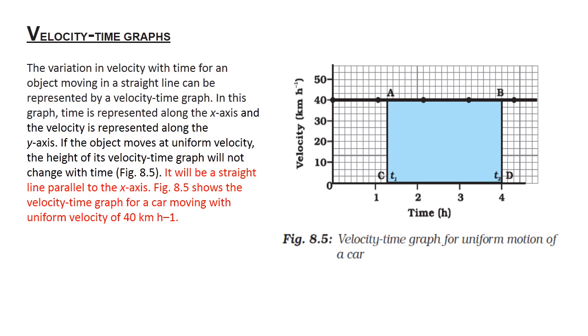When the object has constant velocity, or uniform speed, or uniform velocity, then the graph is a straight line, which is shown as the solid line in the graph. The graph is a straight line which is parallel to the time axis. So this represents that the object moves with constant speed. In this case, the graph is a straight line parallel to the x-axis, and this velocity time graph shows that the car moves with a uniform velocity of 40 km/h.